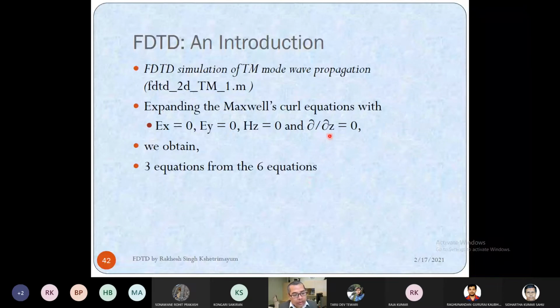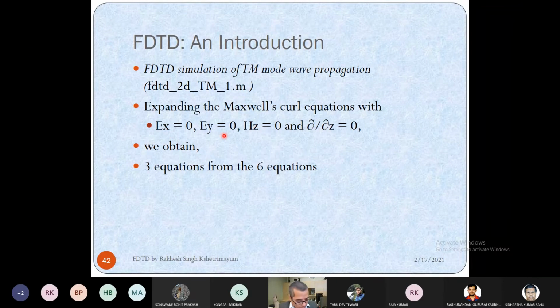Now, because I don't have wave propagation along the Z-axis, ∂/∂z becomes equal to 0. And if you consider the TMz case, it doesn't have any component on the Z-axis for the magnetic field. The magnetic field will have Hx and Hy, and the electric field will have only Ez, so Ex and Ey are 0.